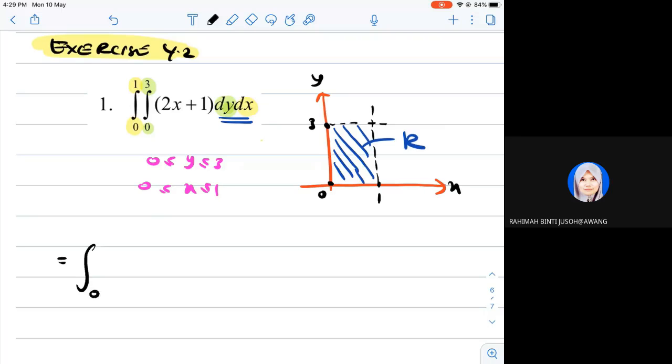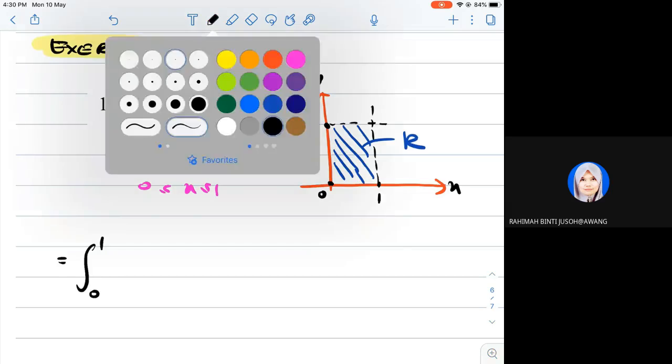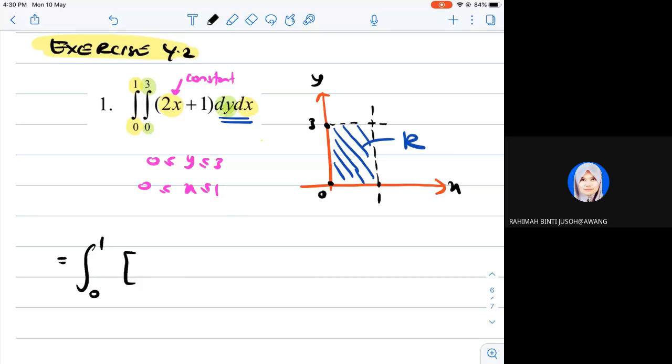Okay, the first integration 0 until 1 letak je kat luar, dia tak ada effect. Alright, so the concept just like a partial derivative, when we want to integrate with respect to y, therefore 2x ni dia akan jadi constant. Okay, so this becomes a constant. So bila constant, you kena assume dia sebagai satu nombor lah. Okay, so anggap dia macam nombor 10. So bila integrate 10 terhadap y, you akan dapat 10y, isn't it? So right now in this case, we will have 2xy. Okay, plus integrate 1 with respect to y, we get y. So you will get 0 until 3 dx.